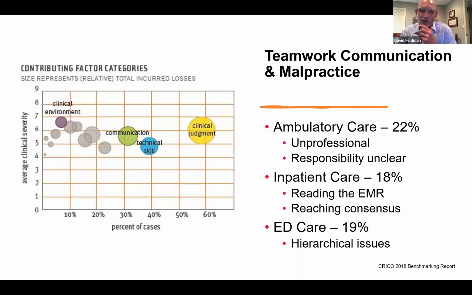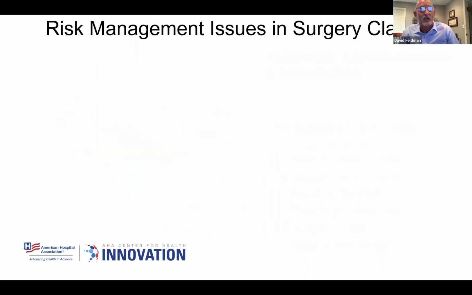What I highlighted for you on the right were the issues in the different parts of the healthcare system, ambulatory care, inpatient care, ED care, where the communication was between providers, the teamwork related communication. So here you have in ambulatory care, unprofessional behavior, responsibility is unclear. On the inpatient side, reading the EMR, problems between different types of providers reading the EMR, reaching consensus. And in the ED, hierarchical issues. I think we all know what that is, right? So these are all the places in malpractice claims where we're seeing teamwork problems, and it's a significant part of the malpractice profile in this large database.